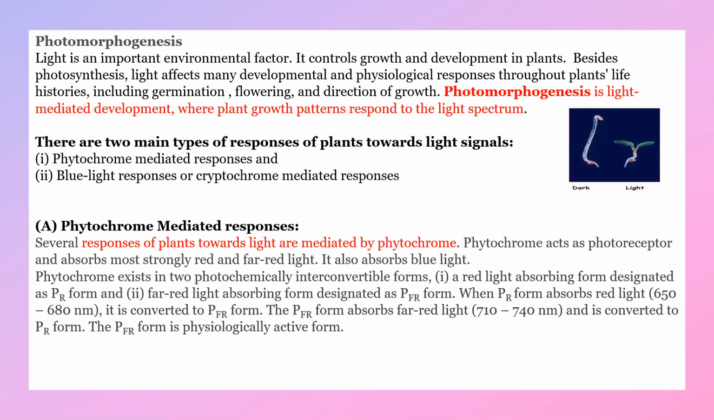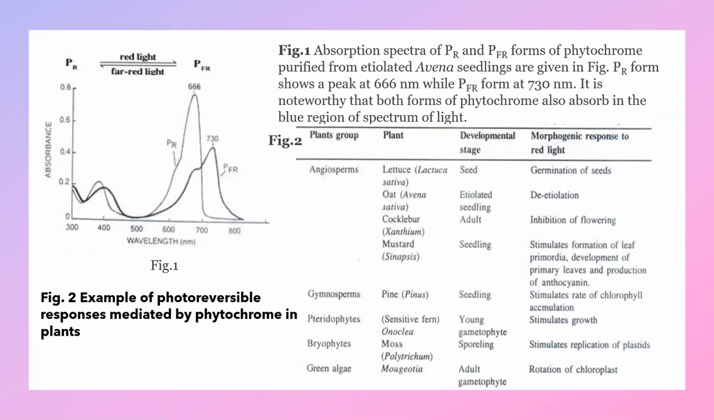Phytochrome exists in two photochemically interconvertible forms. One is the PR form and another is the PFR form. PR form absorbs red light and PFR form absorbs far red light, and both are interconvertible. PFR form is the physiologically active form.